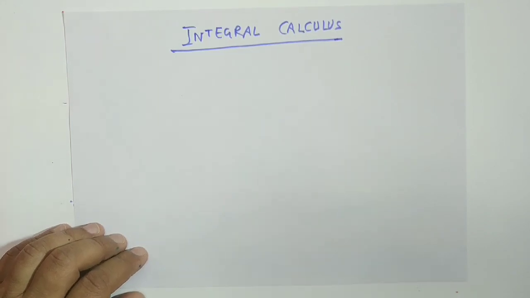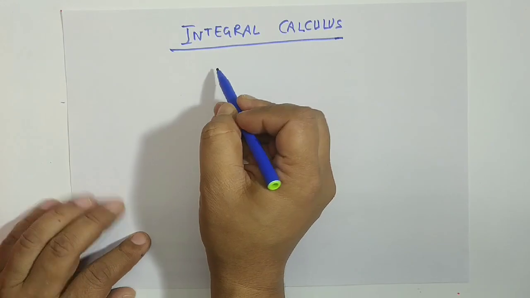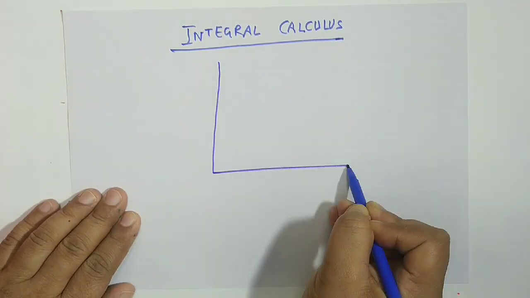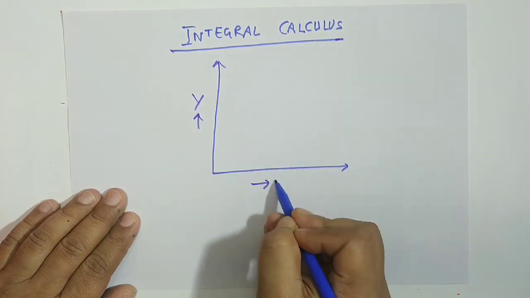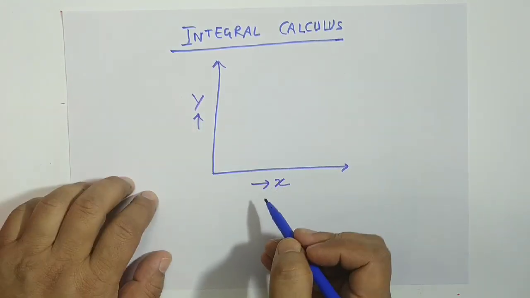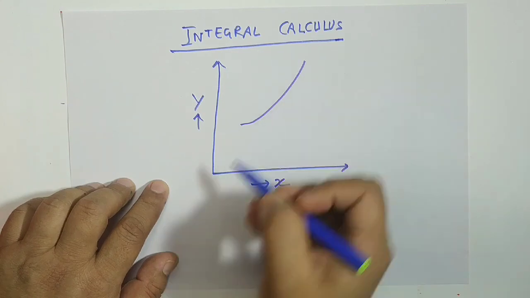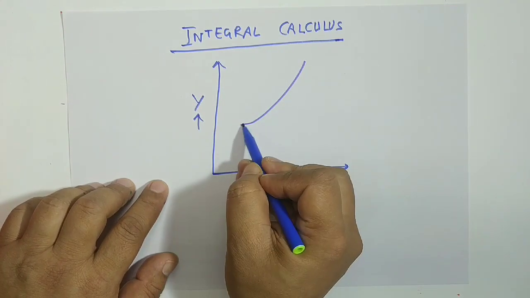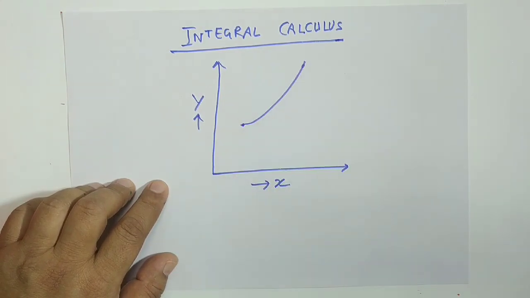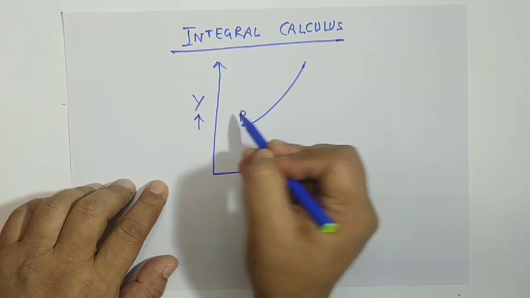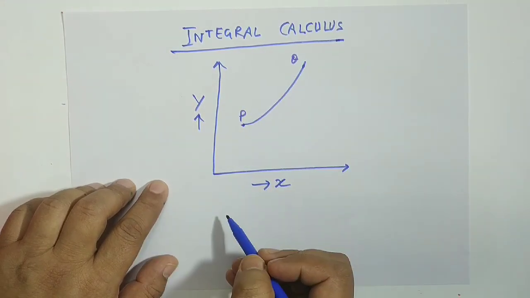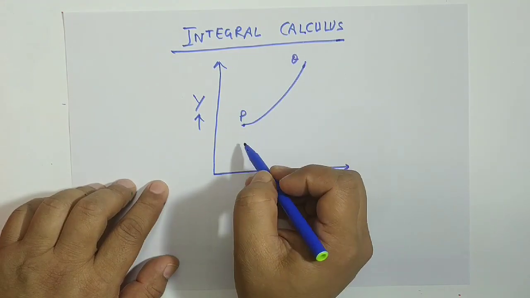Another method. Say again, I am repeating, I am drawing a curve, because all the variables and quantities are related with curves. Say this is the y-axis, and the curve is like this, and you want to find out the area under the curve. Now we know that the area under the v-t graph is known as displacement in uniformly accelerated motion. Say this point is P, this point is Q.